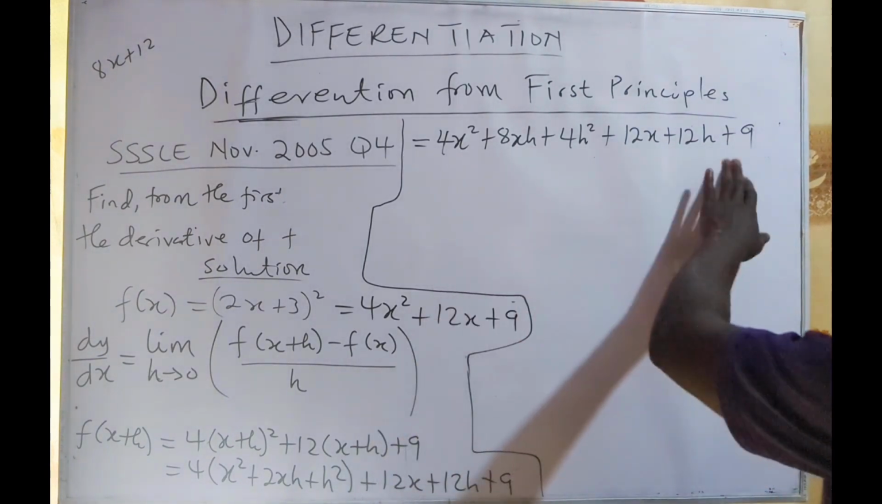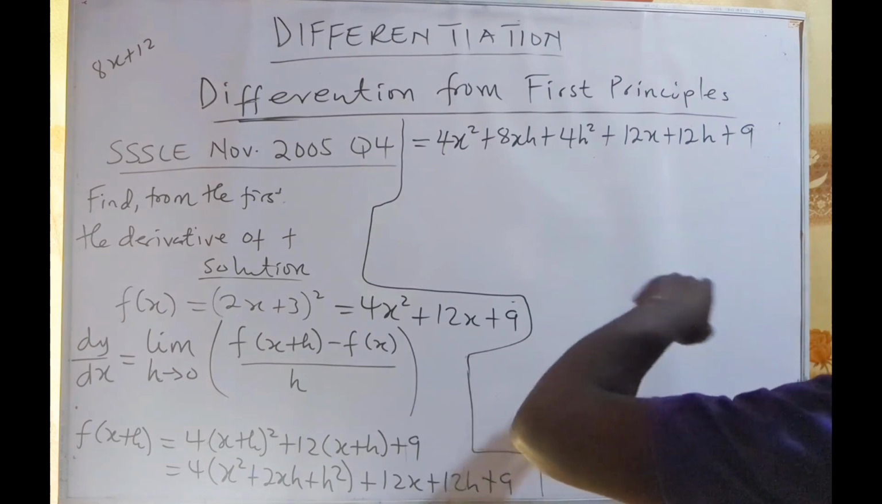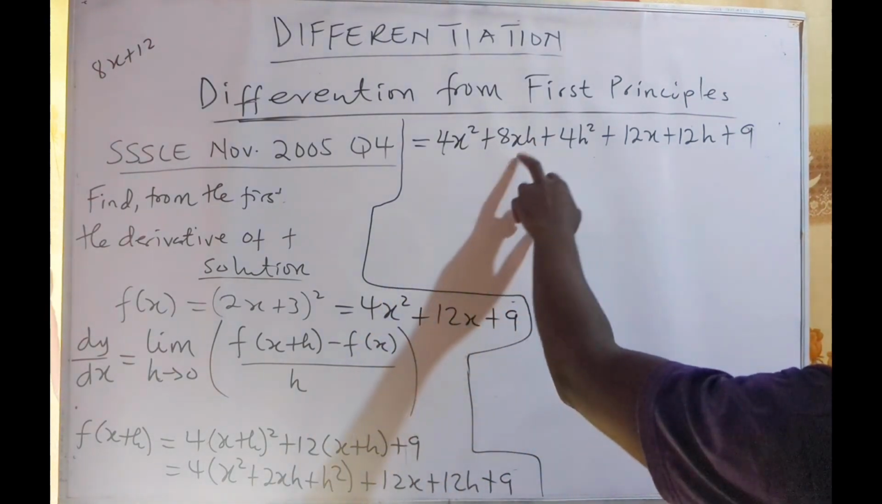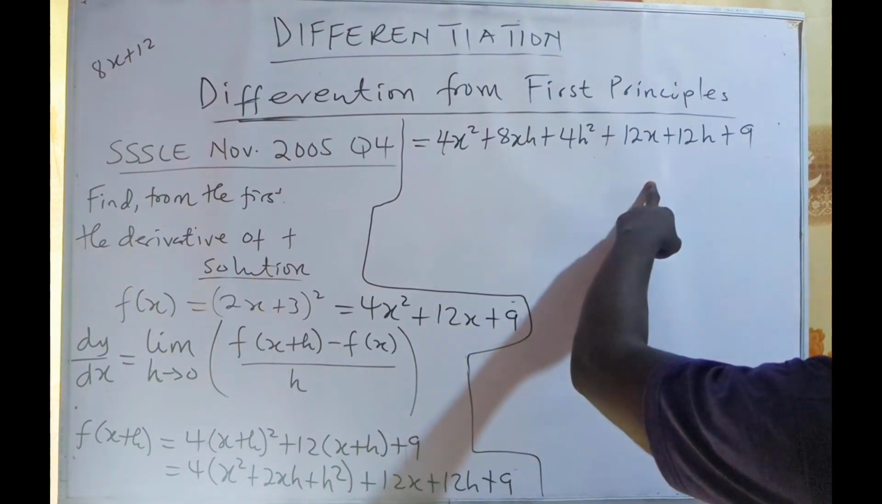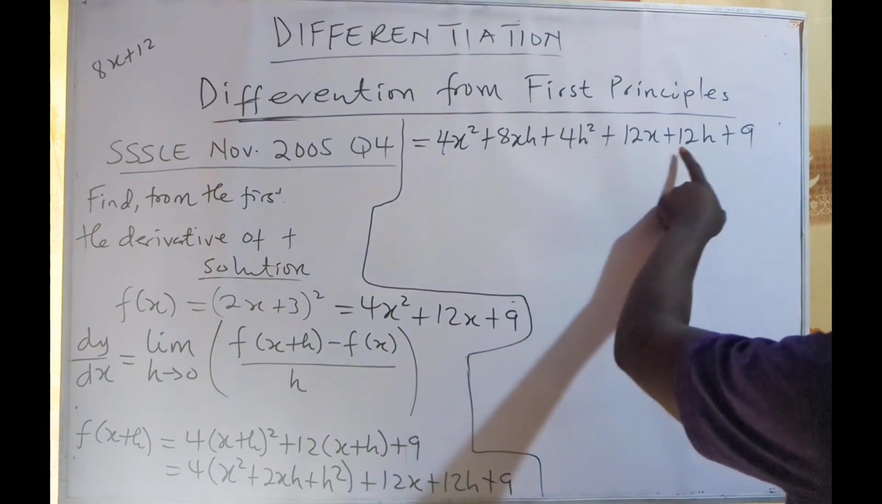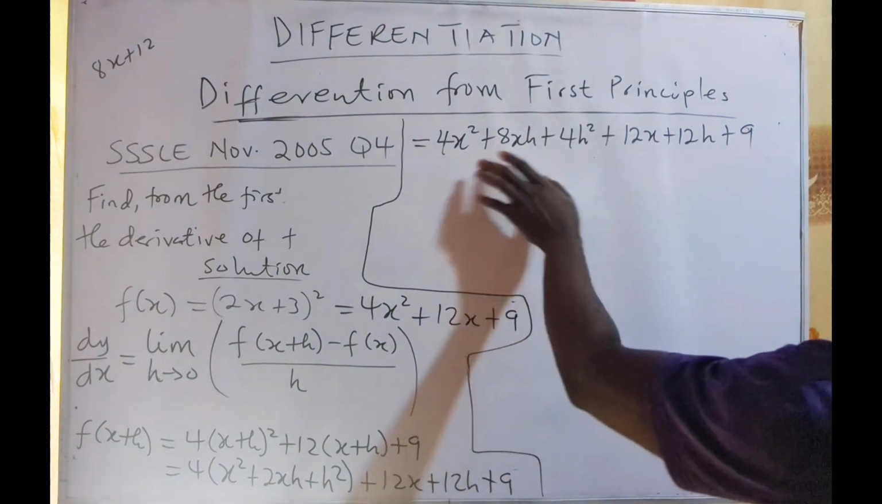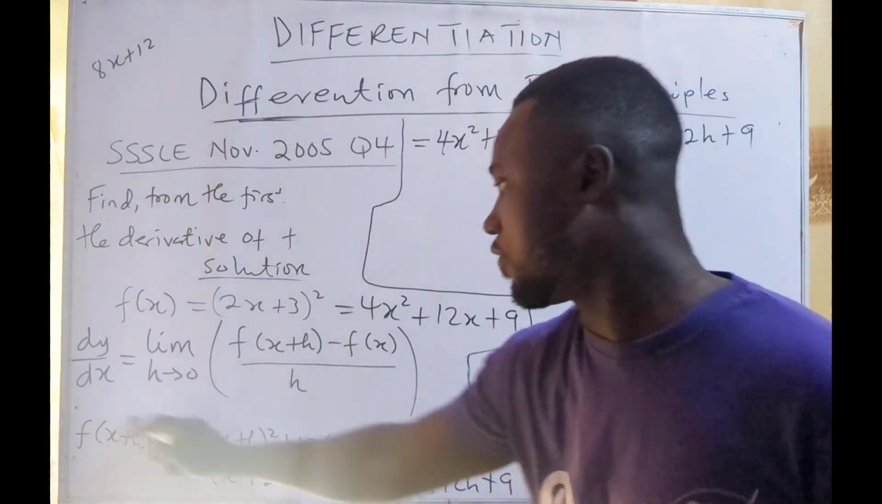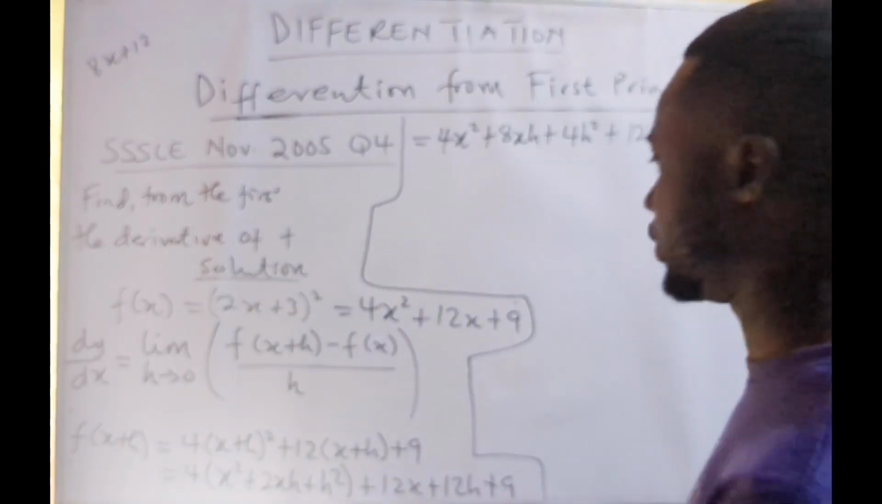When you see the terms here, let's see if you can add any of the terms. So s squared, it doesn't have any common term. sh, no common term. 4s squared, 12s, 12h. Okay, so we don't have any like term. So now let's come back to our main formula and then we do our substitution.